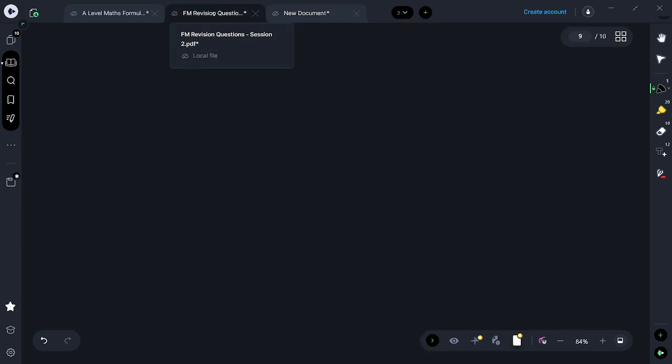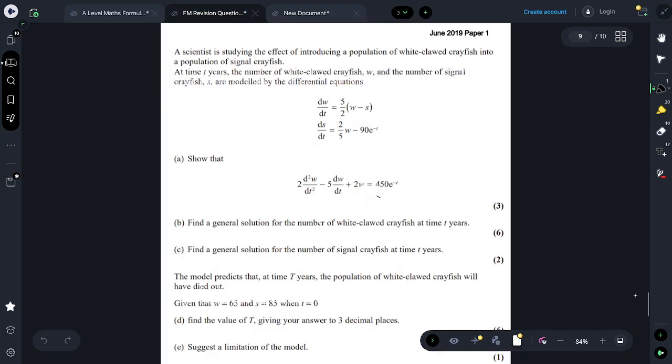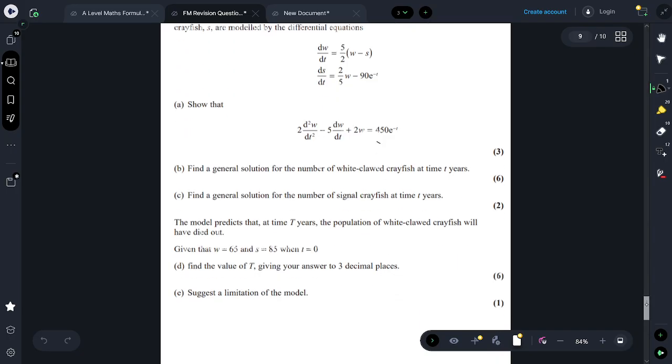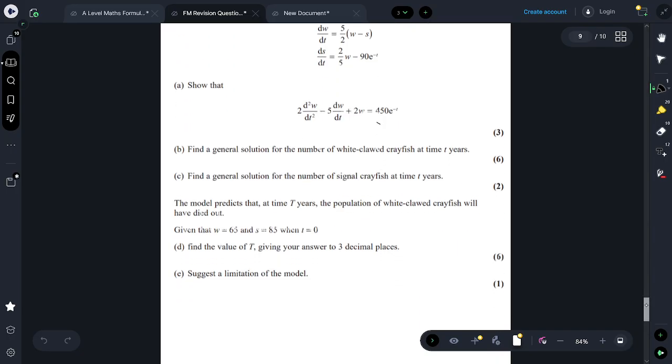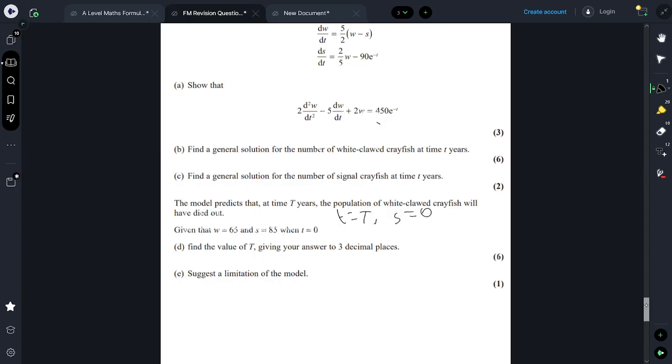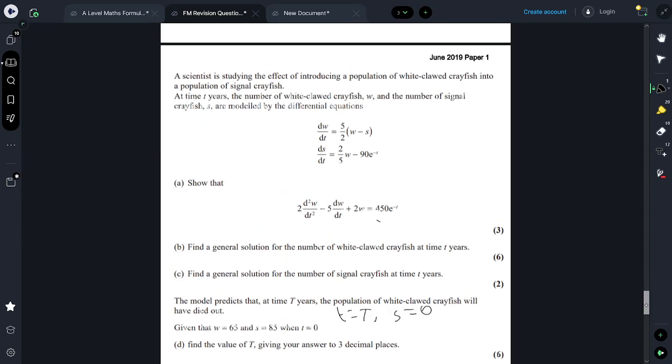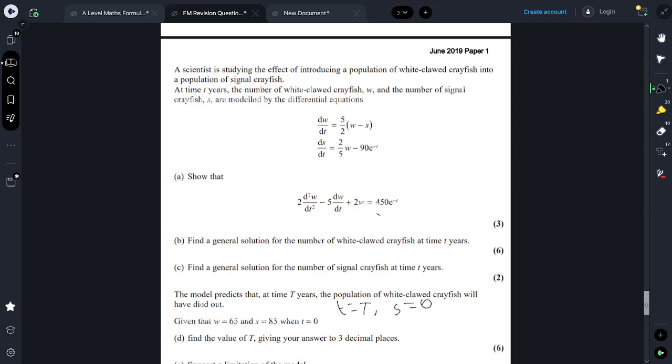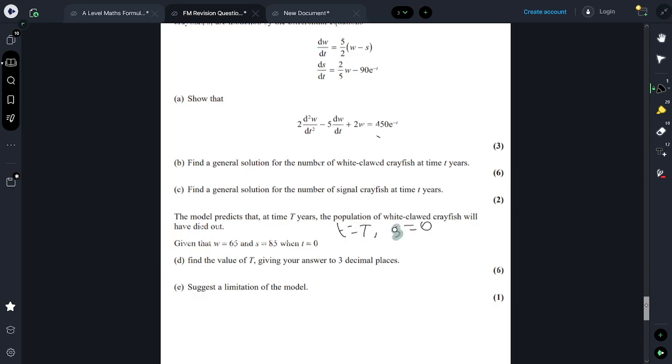But now we need to find a particular solution, and we got given some values, right? The model predicts that at time t, the population of white clawed crayfish, so that means W, has died out. S represents the population of the other crayfish, remember? The white clawed is W. W is 0. If they died out, that means there's none left. And we're also given this boundary condition, W is 65, S is 85.